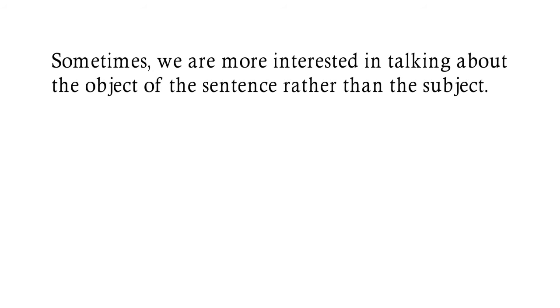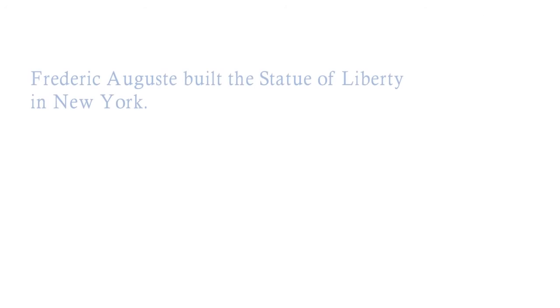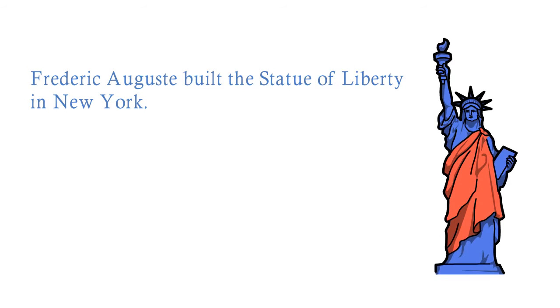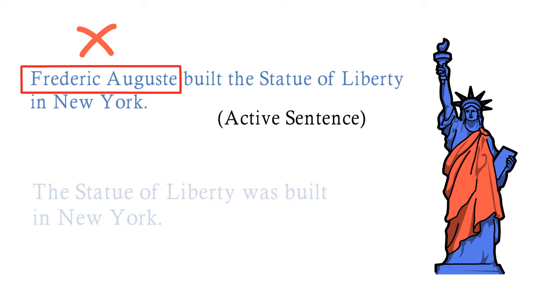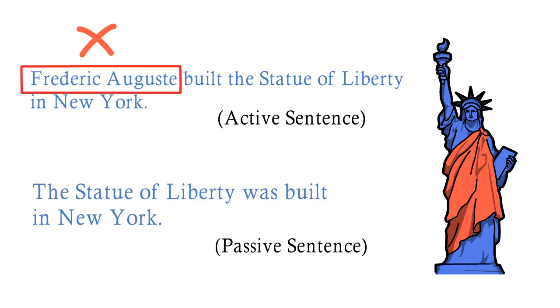Sometimes, we are more interested in talking about the object of the sentence, rather than the subject. For example, Frederick Auguste built the Statue of Liberty in New York. Suppose Frederick Auguste, who built the statue, is not the focus of our sentence. In this case, we use passive voice. The Statue of Liberty was built in New York.